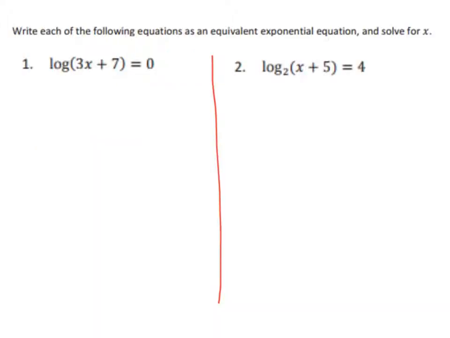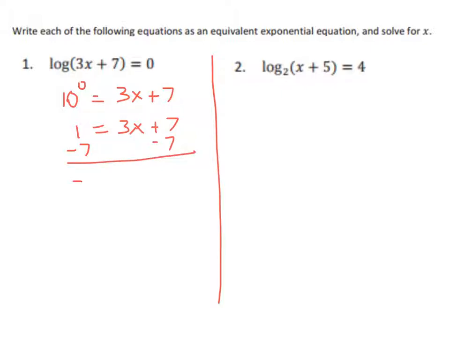All right, so now we're actually going to solve these things. So this one, if you're doing what we just did, you're going to have 10 to the 0 equals 3x plus 7. So 10 to the 0 you know is 1, so 1 equals 3x plus 7. And now we're back to the old easy algebra stuff. Minus 7 from both sides. You get a negative 6 equals 3x. Divide by 3. And voila. X is equal to negative 2.